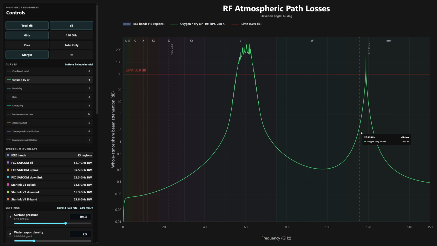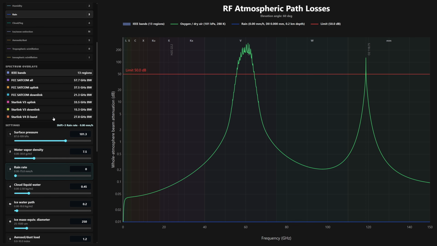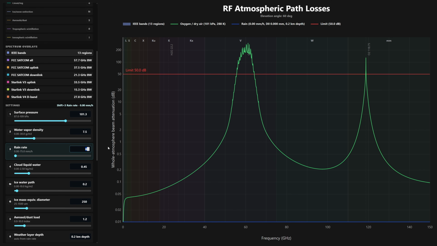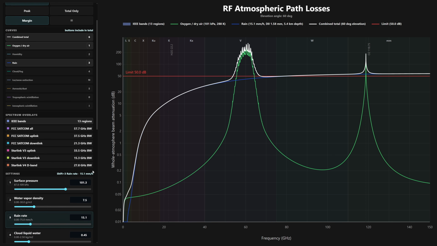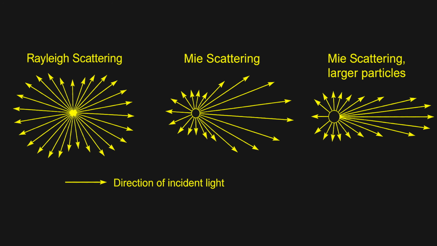Rain is the most significant concern in operational links, and the losses will depend on the rain rate, the altitude of the rain cloud columns, and the size of the rain droplets. In clear weather, there is of course no effect, and in light rain or drizzle, only the highest frequencies will have significant losses. In heavy rainstorms, however, only frequencies below 10 gigahertz will make it through the atmosphere with negligible losses, and higher frequency links can be completely blocked. This is caused by Mie scattering.